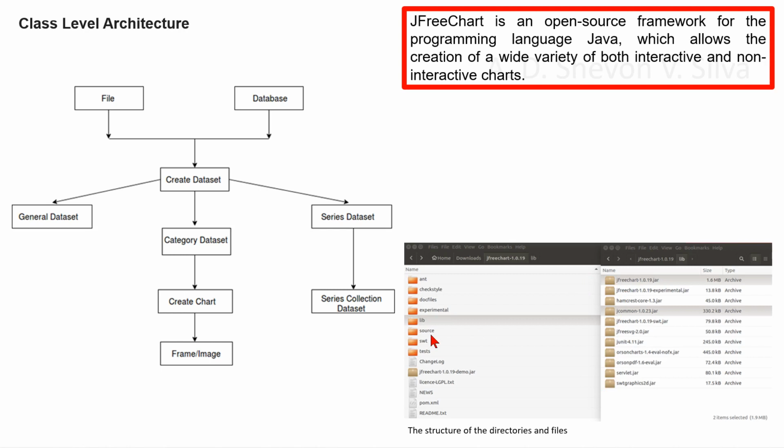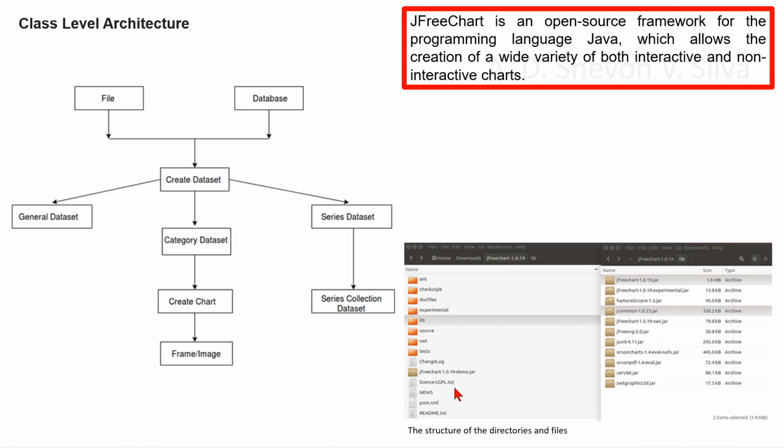Source, a directory containing the source code for JFreeChart. SWT, a directory containing the source code for experimental SWT code. Please note that the API for these classes is subject to change. Test, a directory containing the source code for the JFreeChart unit tests. Changelog, detailed log of the changes made to JFreeChart. JFreeChart 1.0.19 demo.jar, a runnable jar file containing demo applications.